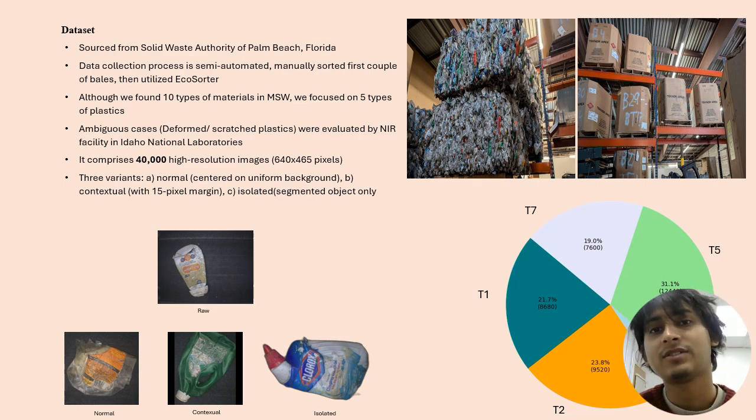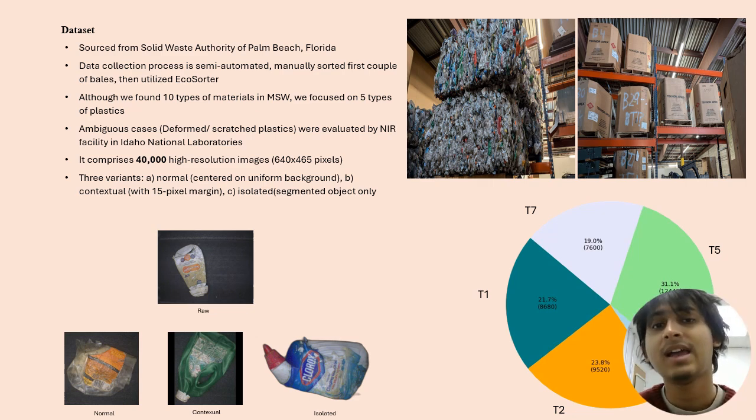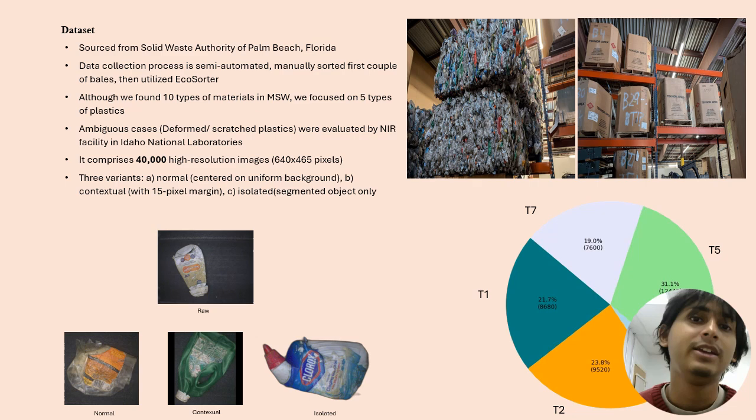The data collection process was semi-automated. Initially, we sorted the first few bales by hand and consulted with plastic experts for evaluation. Once trained, the EcoSorter took over the data collection process, improving its performance through iterative training over time. Ambiguous cases such as scratched or contaminated plastics were sent to the NIR facility at INL for precise identification. Finally, we curated 3 variations of this dataset.